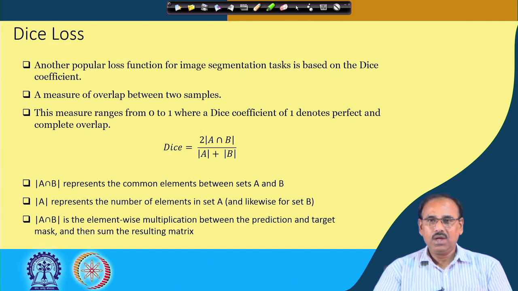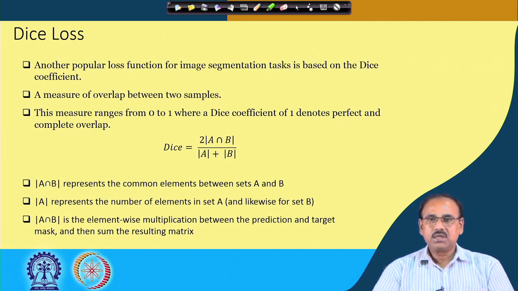Whereas, if there is no overlap, that means A intersection B becomes a null set and the cardinality of that will be equal to 0. Then whatever be the cardinality of A or the cardinality of B, your dice coefficient will be equal to 0. So, there are two extreme cases. In one extreme there is no overlap, when the dice coefficient gives you a value 0, and when there is perfect overlap, the dice coefficient is equal to 1. When your target and the actual output match perfectly, your dice coefficient becomes maximum, and when they don't match at all, the dice coefficient becomes 0.